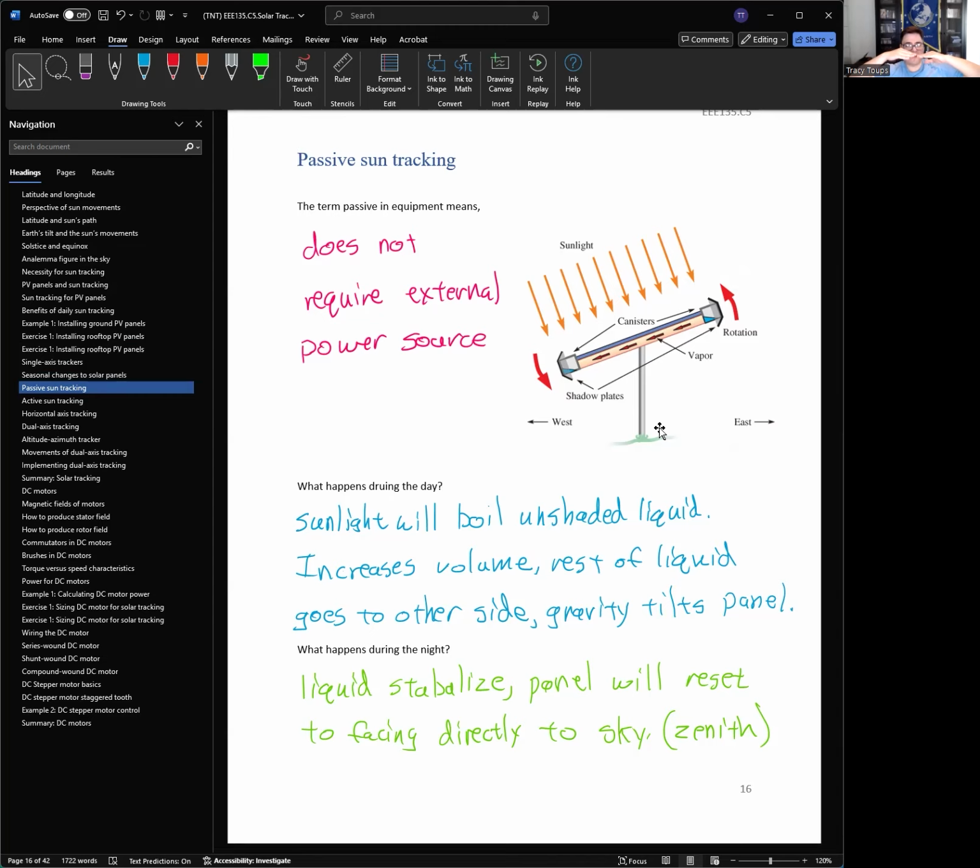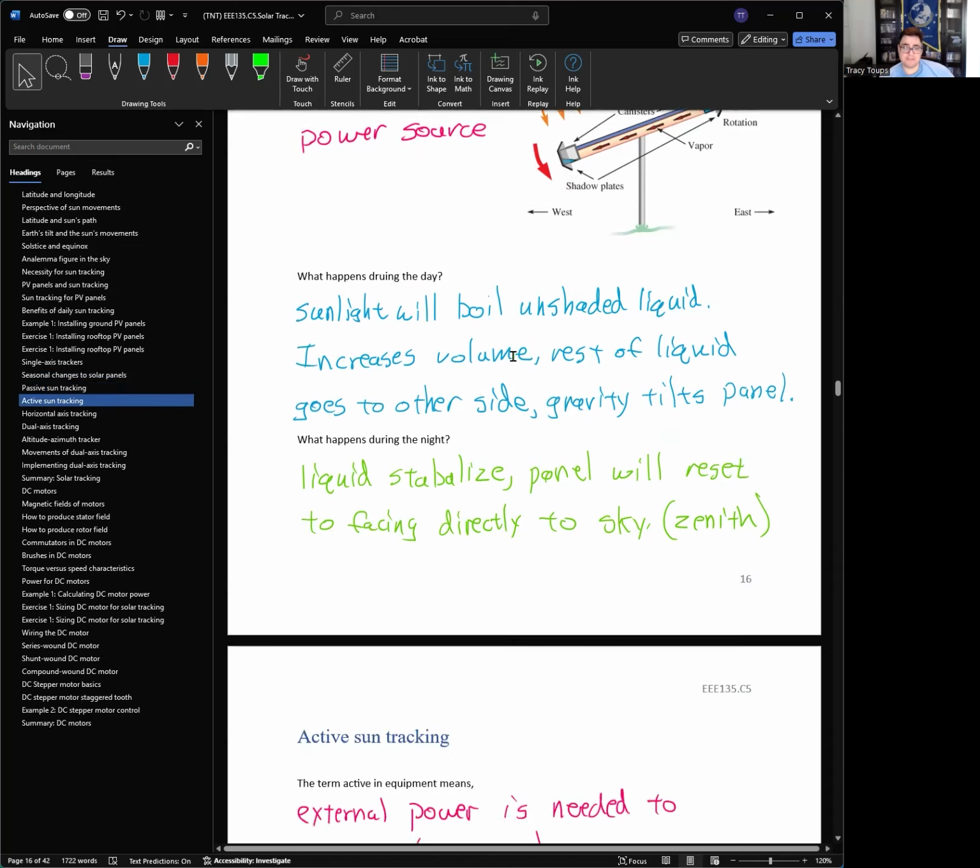So in the morning, the sun will hit from the one side, it'll start tilting towards it, and then as the day moves, it'll naturally follow it because it's trying to equalize the weight between the two canisters. Okay? It is a very slow system. It's always going to lag behind the sun a little bit because it's a purely reactive system, but it's free in the sense that we don't have external power, right? So, I mean, it's a system that works. Okay, so that's a passive system.